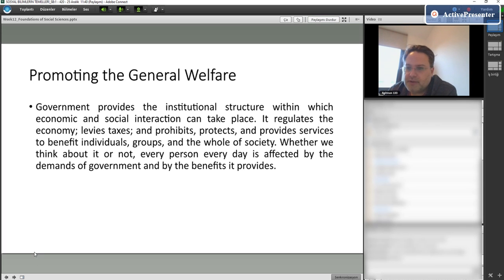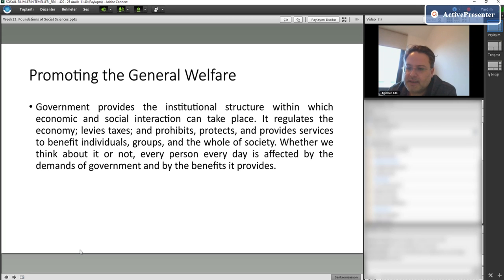And then there is the promoting of general welfare. As I said, government provides the structure, the distribution of resources and power, within which economic and social interaction can take place. It regulates the economy, taxes, prohibits, protects, and provides services to benefit individuals, groups, and the whole of society. Whether we think about it or not, every person every day is affected by the demands of government and by the benefits it provides.